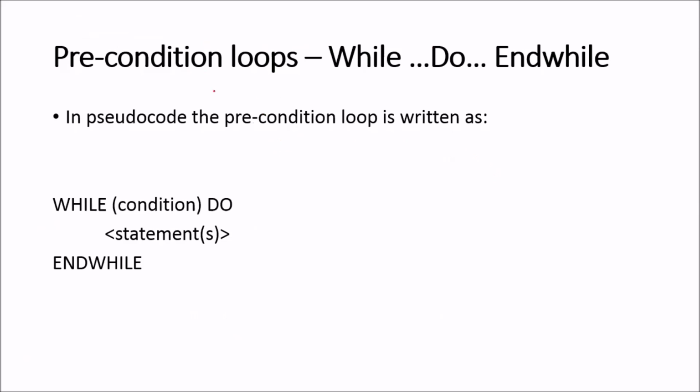Now, how is the precondition while loop used in pseudocode? First we use while, then the condition, then do, and after do the statements, right? At the end, we use end while. So it will start with while, do, and end while. That's why in pseudocode structure, we write while, do, and end while.